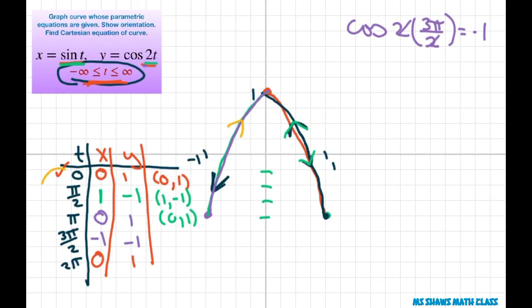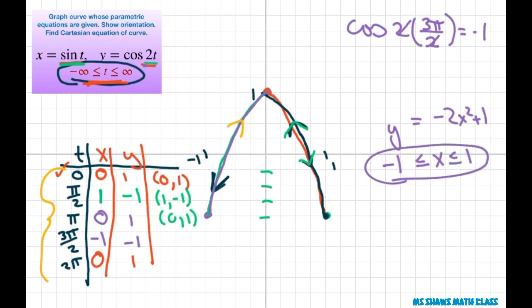Now, since this can keep going on and on and on, basically the curve is traced and retraced in both directions. It just keeps going back and forth, back and forth. So our parametrized curve traces that portion of y equals negative 2x squared plus 1, corresponding to negative 1 less than or equal to x less than or equal to 1. So it corresponds to that, and it's just going back and forth, back and forth.